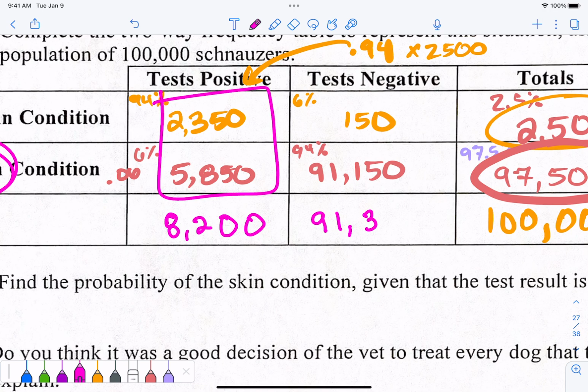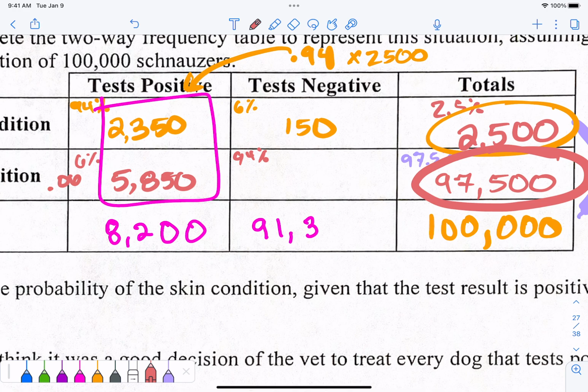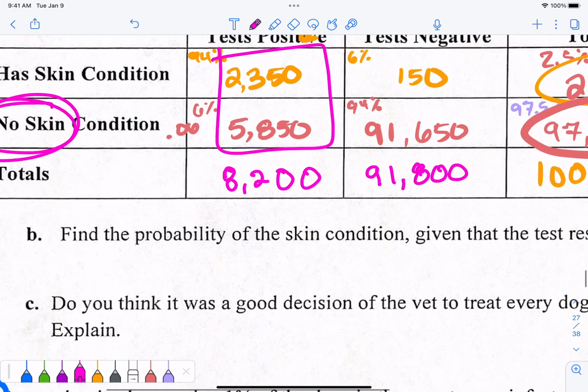It's 94% times the 97,500. I'm pretty sure it's 91,650. Yeah, 91,650. That sounds better. So this is 91,800, I think. Yeah, that adds up to 100,000. True. Okay. All right.